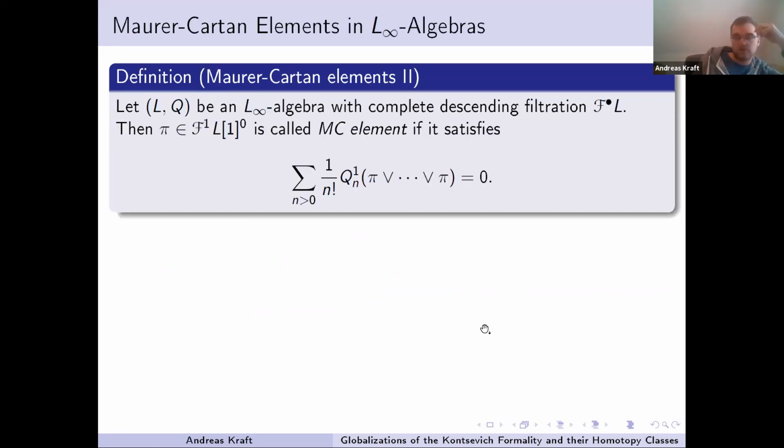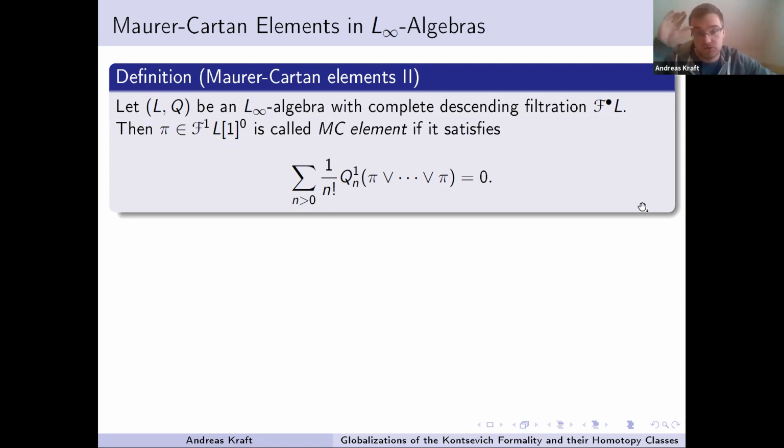So we can generalize now Maurer-Cartan elements to these L-infinity algebras. We assume again that we have a complete descending filtration. And okay, before Maurer-Cartan elements were of degree 1, and now in this shifted space they are of degree 0. And the Maurer-Cartan equation becomes this. So if L is just a DGLA, we only have two terms, right? The first one is minus the differential, and the next one is minus the bracket. So it's up to a sign, really just the Maurer-Cartan equation from before. And again, this series here is well defined because of the filtration.